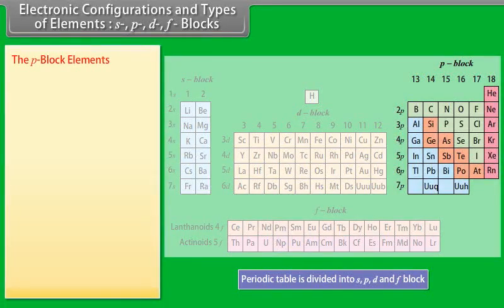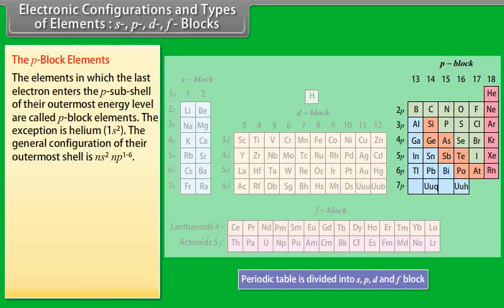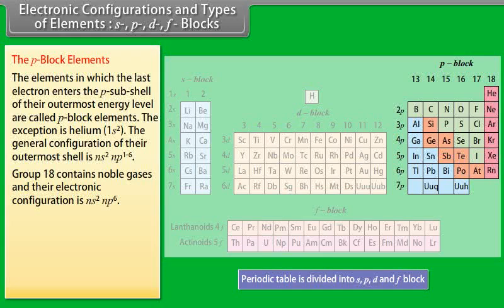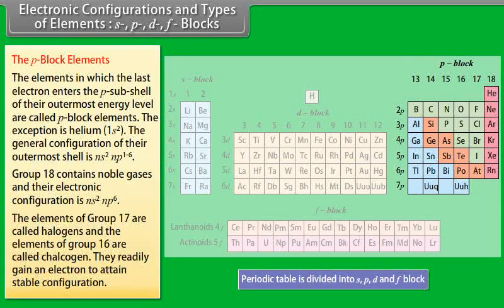The P block elements. The elements in which the last electron enters the P subshell of their outermost energy level are called P block elements. The exception is helium. The general configuration of their outermost shell is Group 18 contains noble gases and their electronic configuration is the elements of group 17 are called halogens and the elements of group 16 are called chalcogen. They readily gain an electron to attain stable configuration.